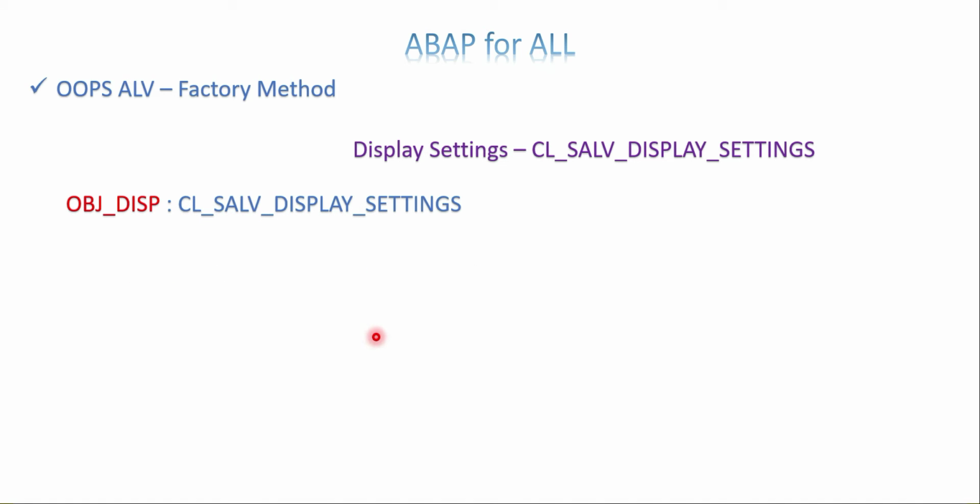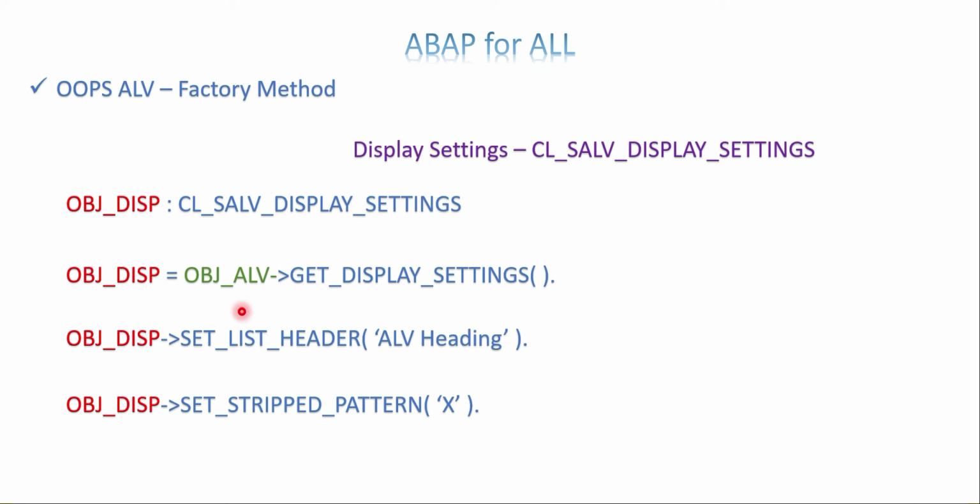Next one is display settings. So I want to perform some display settings. For that, you need to get a reference variable from this class, SALV display settings. If you want to know most of the classes, just search like CL_SALV star, and you will get almost all the relevant classes under this factory method. Here you get the reference of this variable using the method called get display settings, and then you get a reference of it.